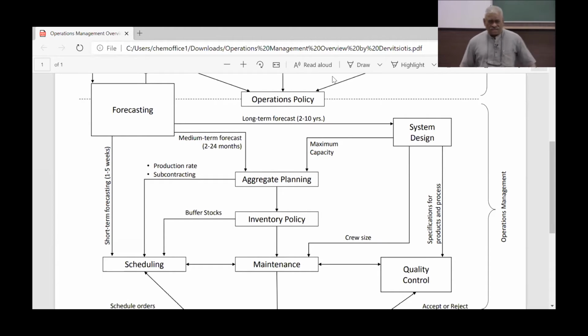Okay. This diagram has taken an operations-centric perspective. I'm confident that good management students would also be able to present such a diagram with a marketing-centric perspective or with a finance-centric perspective. I hope you understand this. So here we take an operations-centric perspective. So operations policies bang across the top management and the operations management. Okay. So the long-term forecast goes into system design.